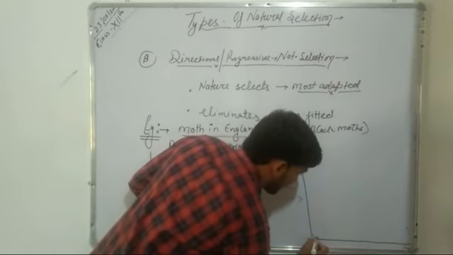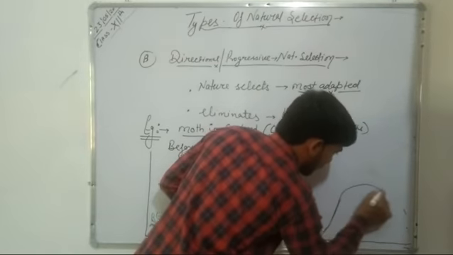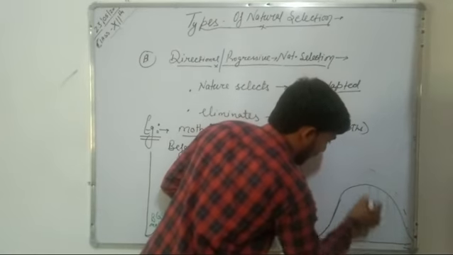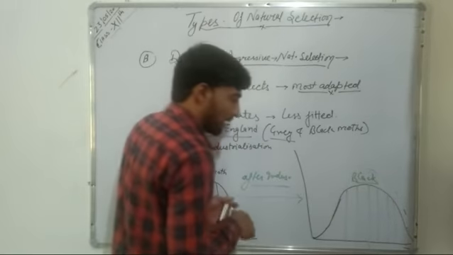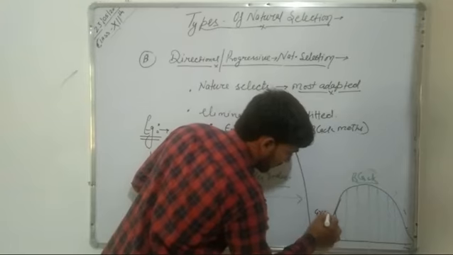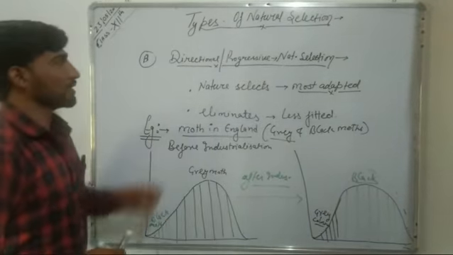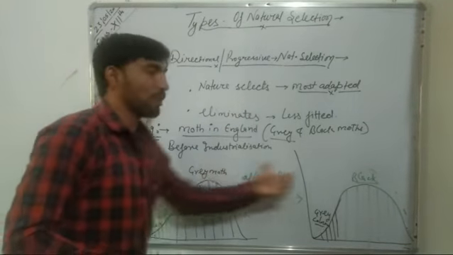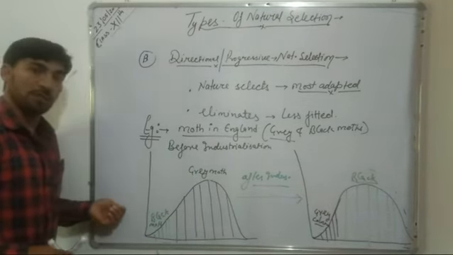So after industrialization, the number of black colored moths increased. These are the black colored moths, and the number of grey colored moths decreased. Such type of natural selection is known as directional or progressive natural selection, because we are moving towards progress, towards industrialization. That's why it is progressive or directional type of natural selection.